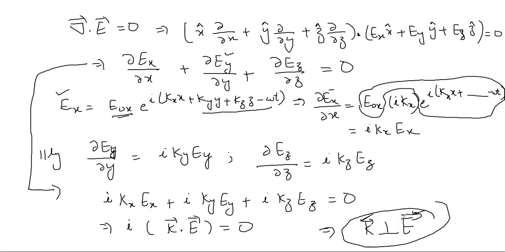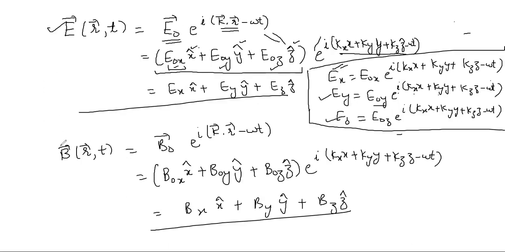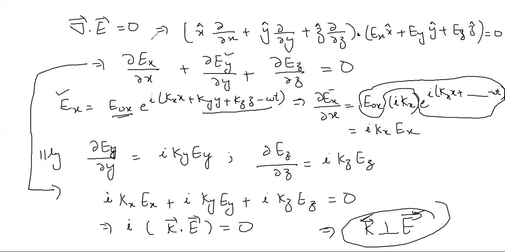Now, I'm not going to do it for the magnetic field. Del dot B is 0 as per Maxwell's second equation. If del dot B is equal to 0, follow exactly the same steps, and then you can prove that K is perpendicular to B also. Because the magnetic field shows exactly the same behavior as is shown by the electric field. All your terms are exactly similar to each other. Hence, if your del dot B is equal to 0, then you can prove that K is perpendicular to B also.